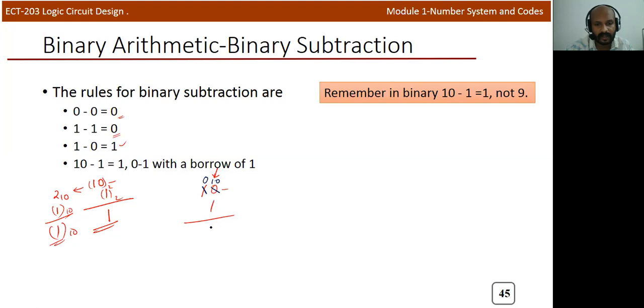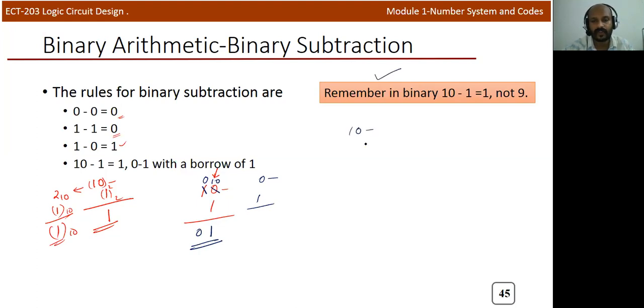10 minus 1 will be 1, and this 0 here is 0, so you'll get 0. So 01 will be the answer, because we cannot subtract 1 from 0. So this is the concept, and make sure that you remember this particular rule.